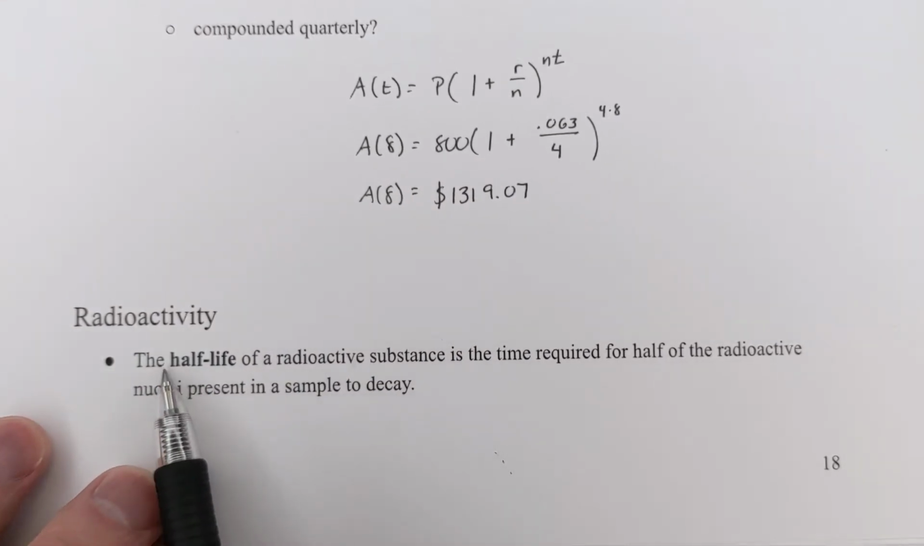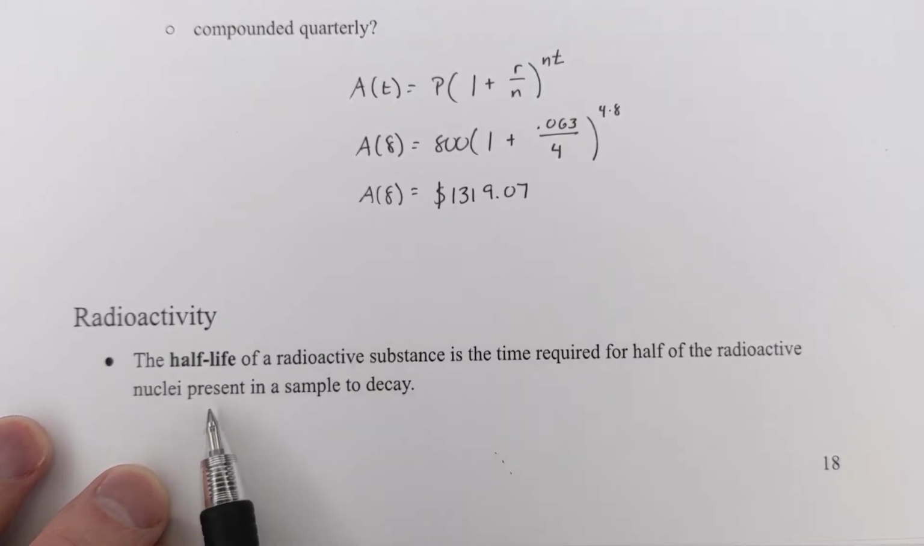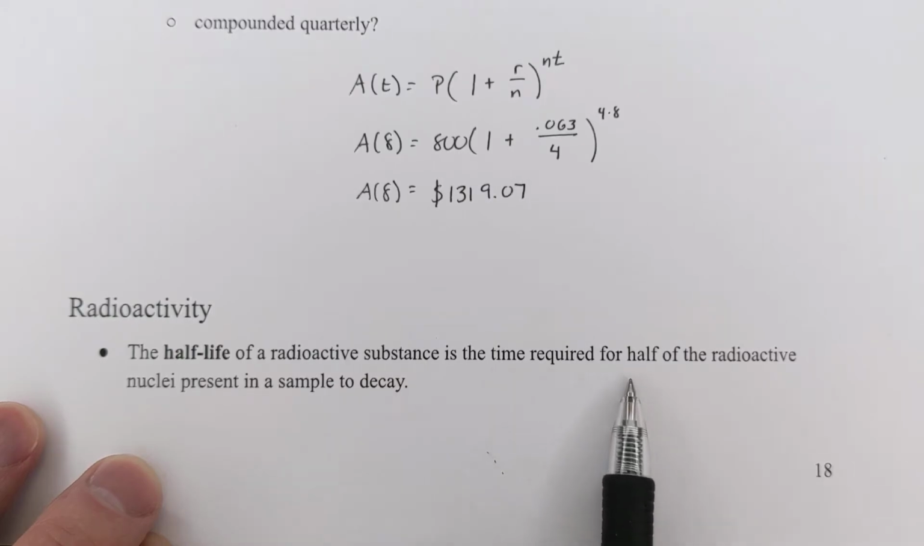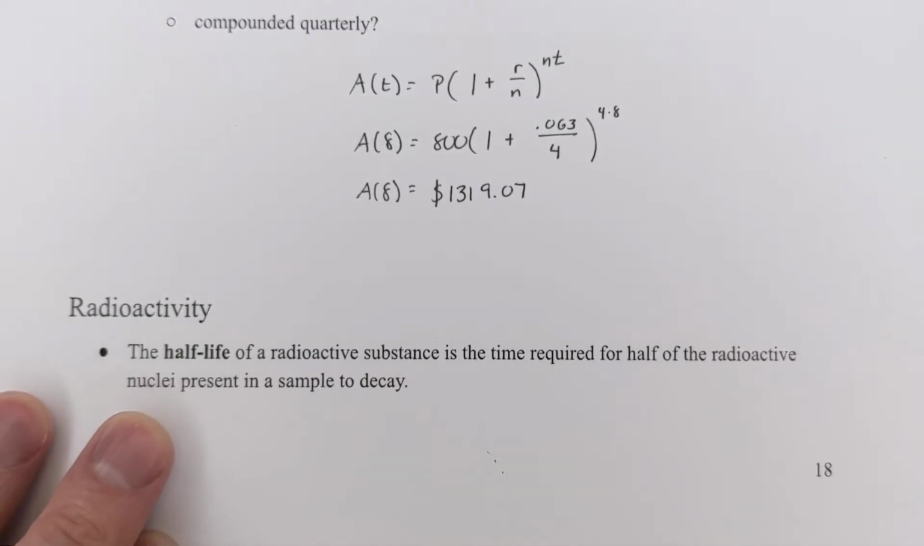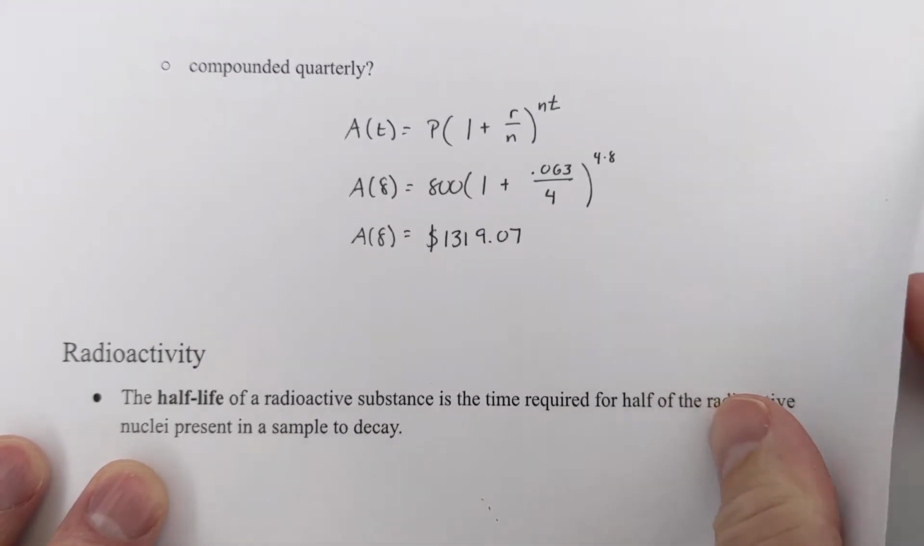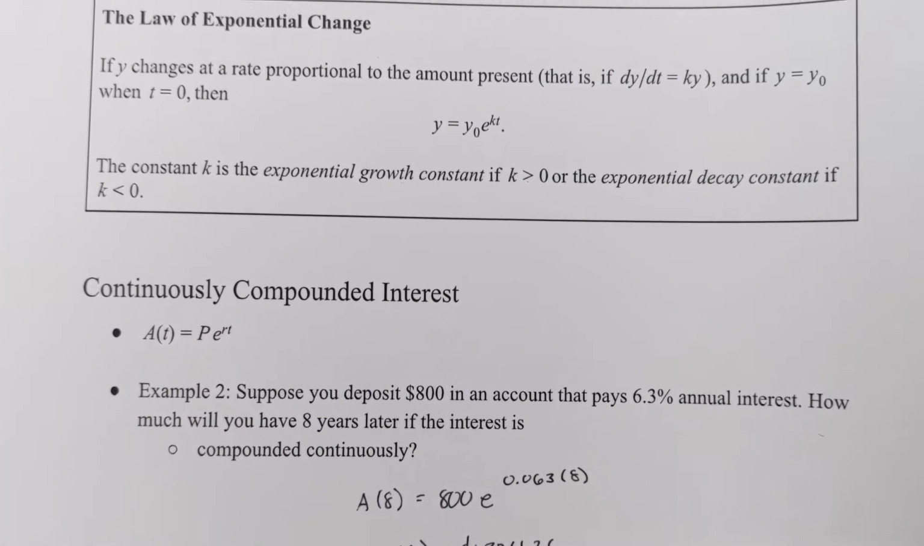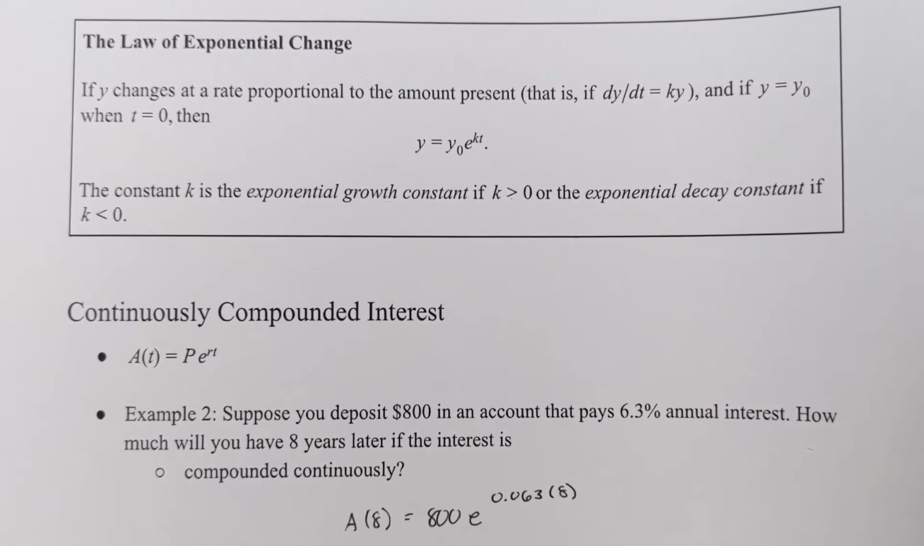Okay, radioactivity is a variation or type of exponential change. So the half-life of a radioactive substance is the time required for half the nuclei in a sample to decay. So for example, carbon-14 is about 5,700 years. So if you start with 10 grams, 5,700 years later, you have 5.